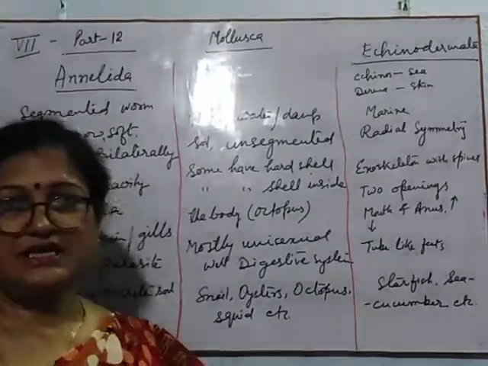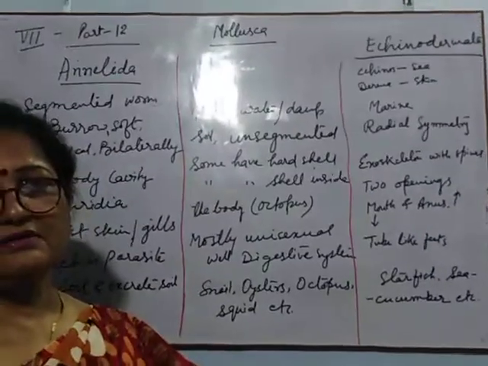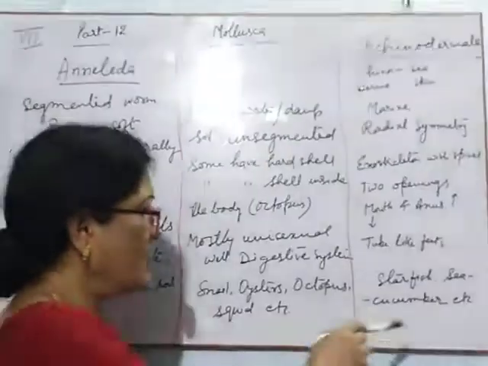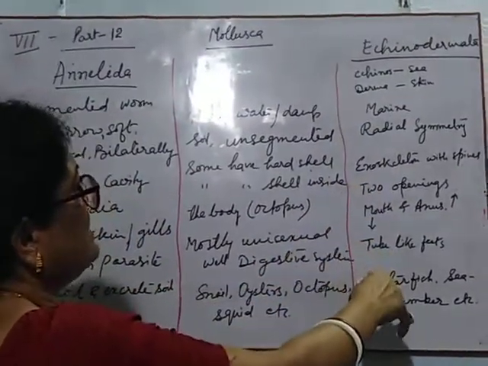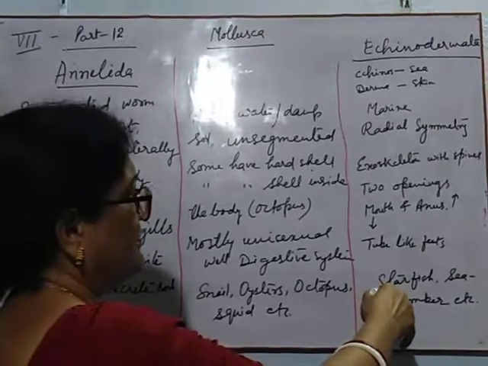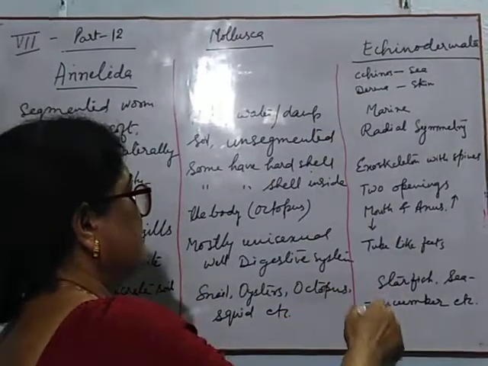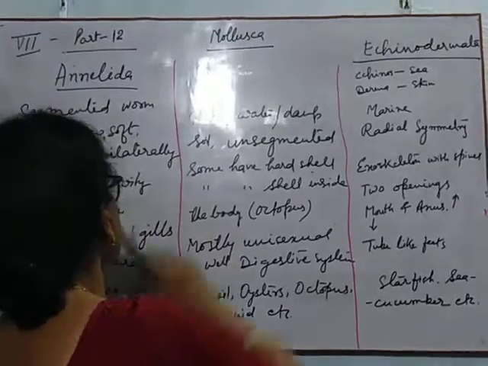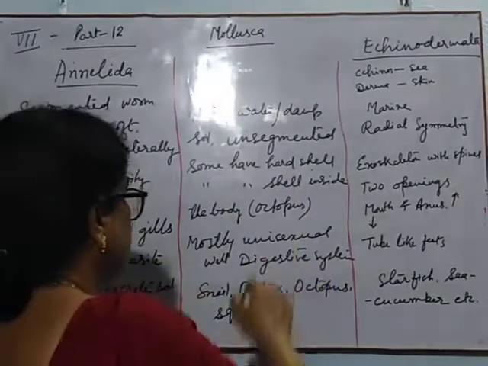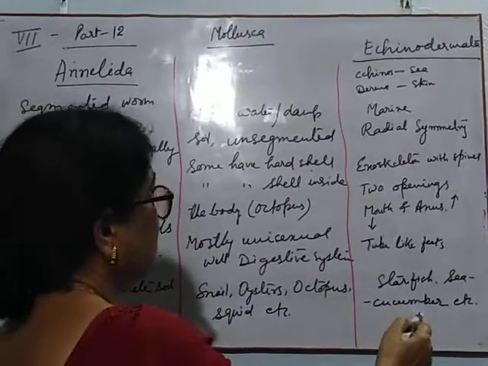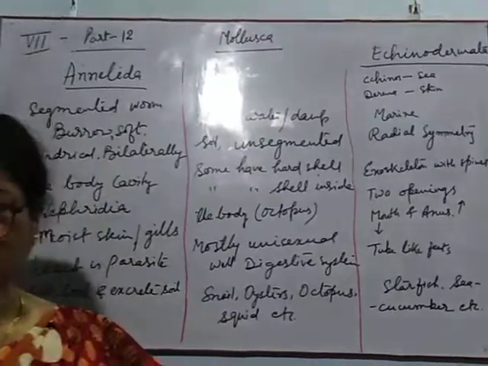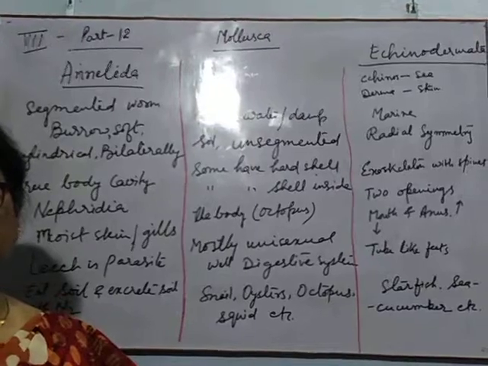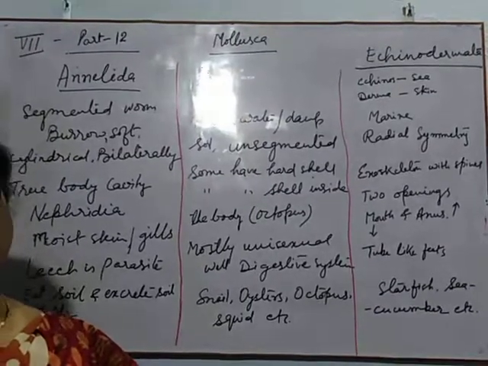When we see them in the bio lab, you can see all these animals very well. So these are the characters present in Echinodermata. These are the animals present in Annelida, these in Mollusca, and these in Echinodermata. All the animals have different characters. That's why they belong to different phyla.